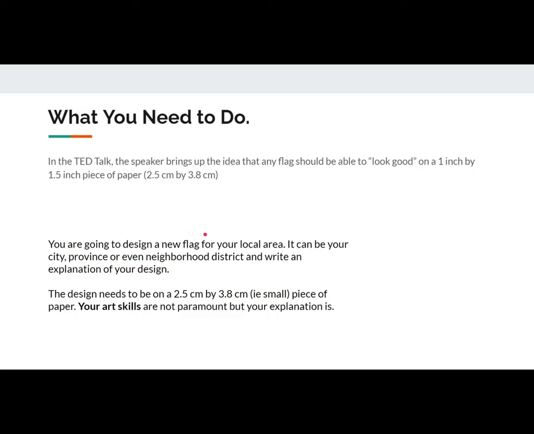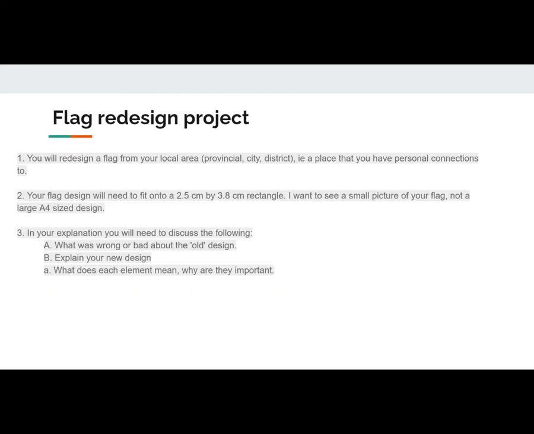So that's very important. Your art skills are not paramount. They're not important. This is not an art class. What I'm looking for is your explanation, your persuasive language, the words you use to explain why your design is good. So you're going to redesign a flag from your local area, provincial, city, district. So it's a place you have personal connections with. That's important. So don't go changing the flag of Nepal because you're not Nepalese.